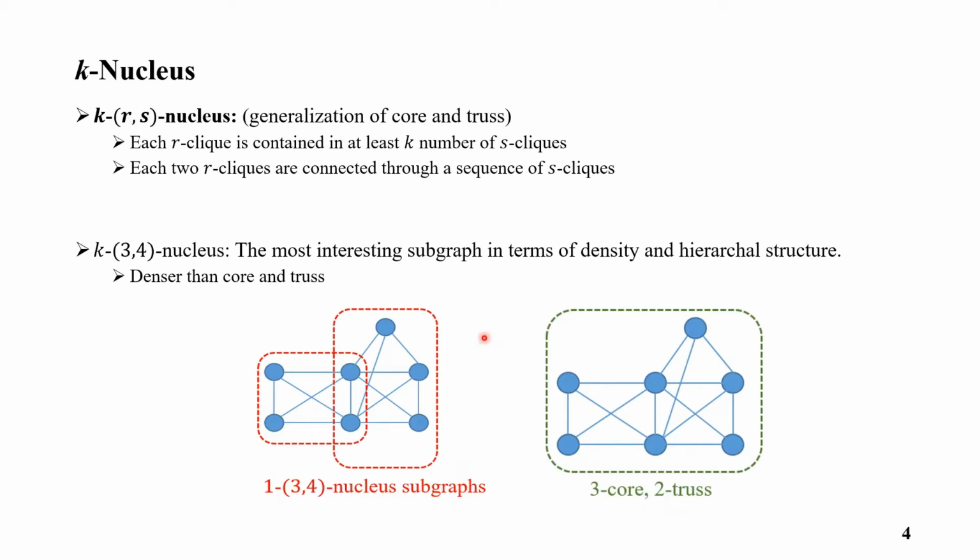So in this paper, we consider only K-(3,4) nucleus for probabilistic graphs, and we simply call it K-nucleus.